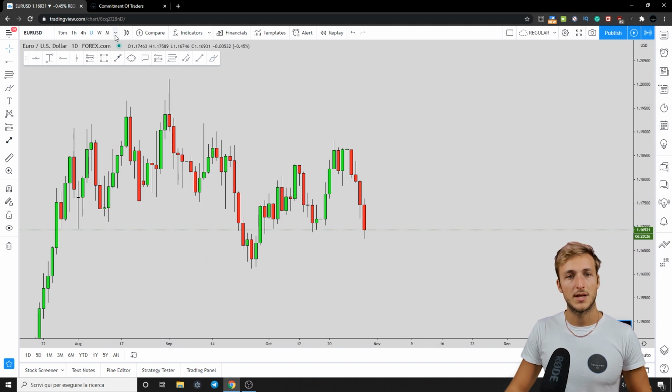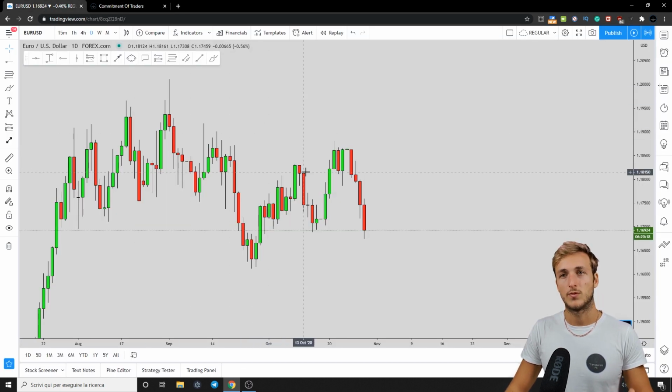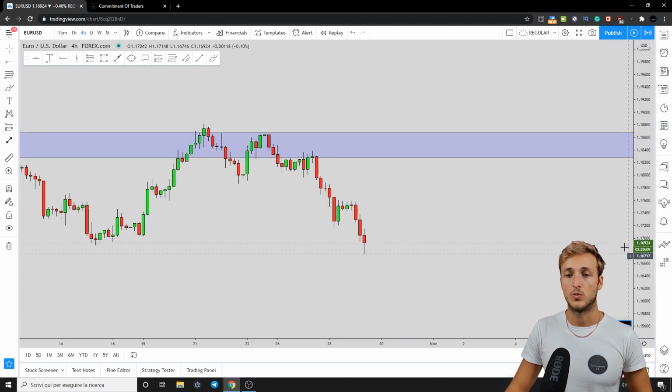Now, as usual, monthly, weekly, and daily combined with the COT data are the best timeframes when it comes to the directional aspect of the market. But when it comes to confirmations and finding good entries with a minimum 1 to 3 risk to reward, the best time frame is the 4 hours. And at the moment on the 4 hours, what do we have?